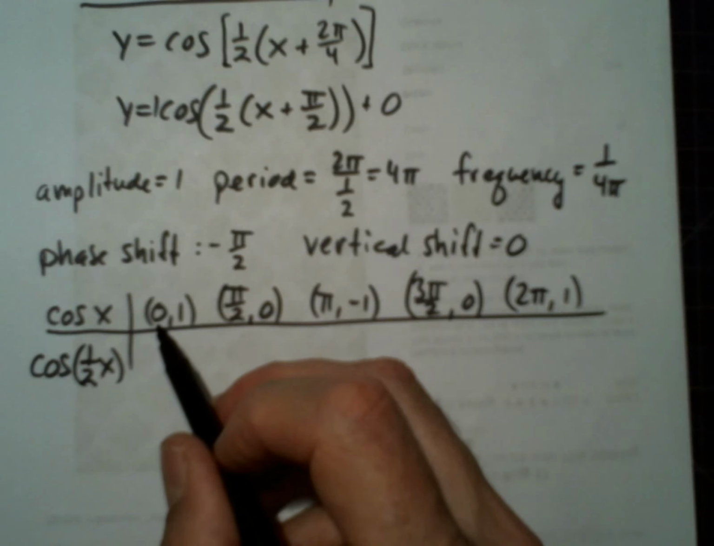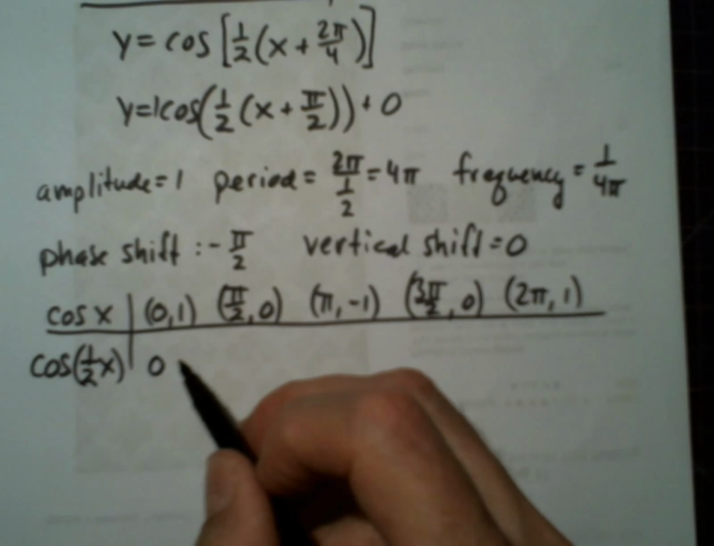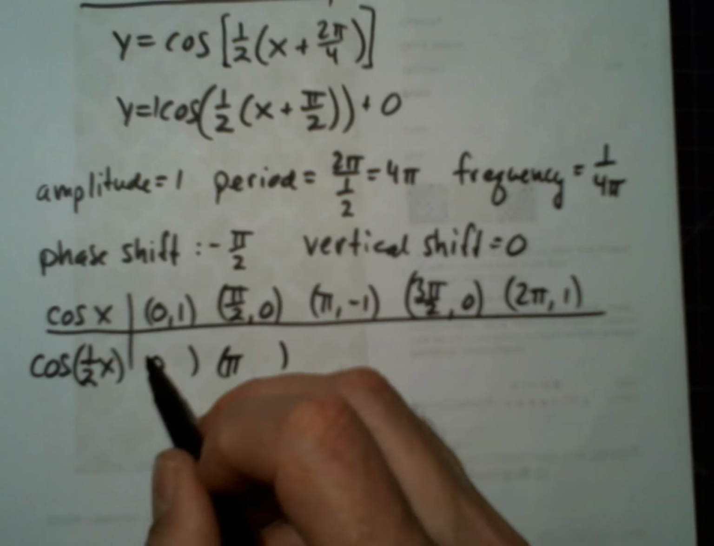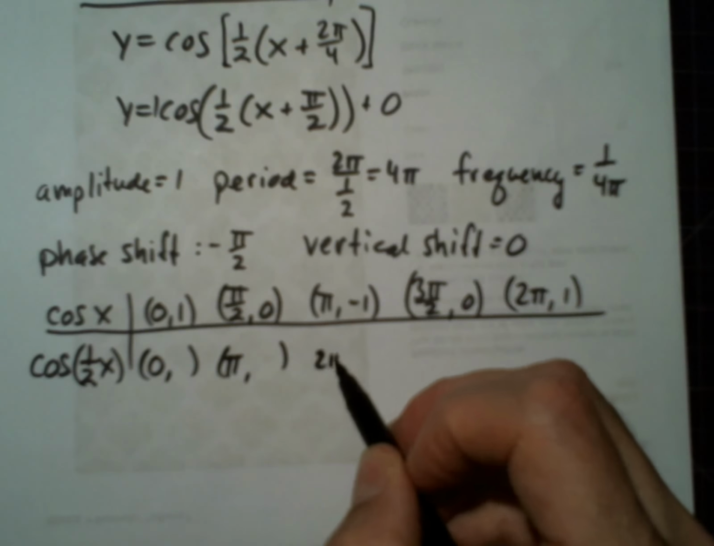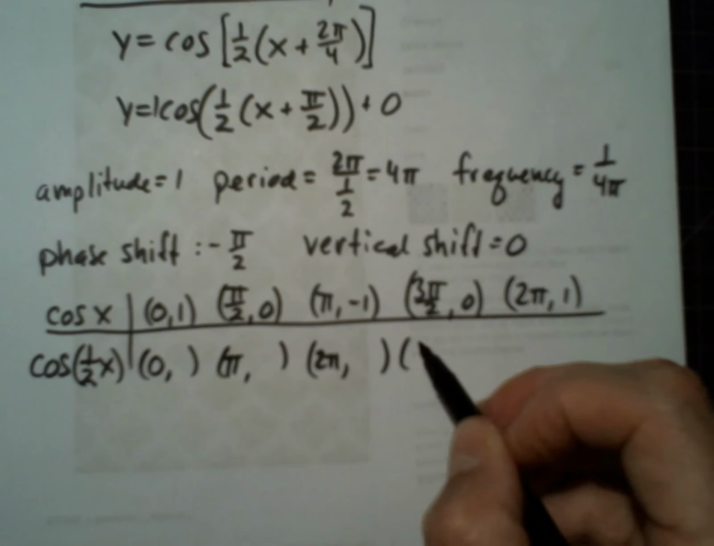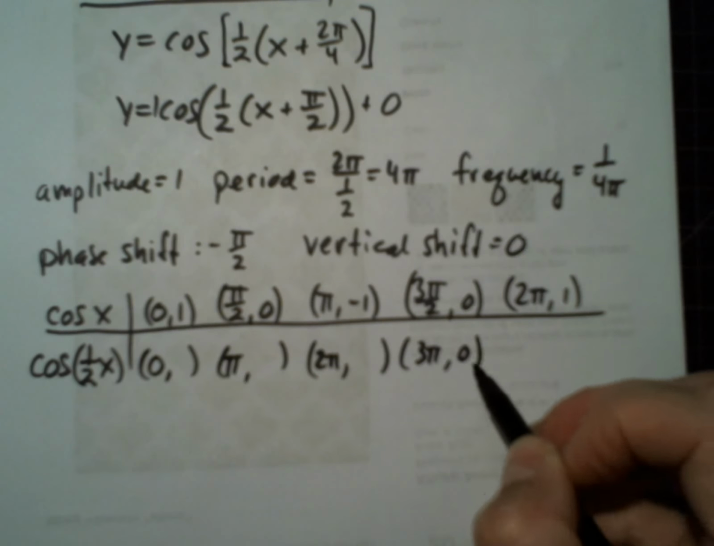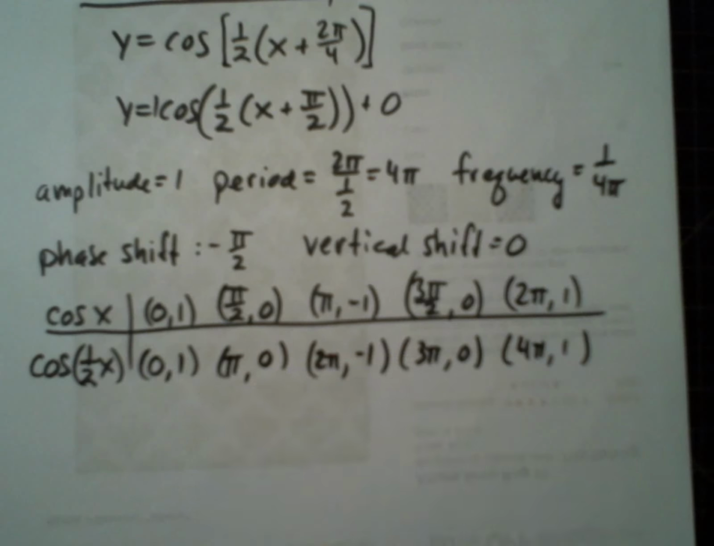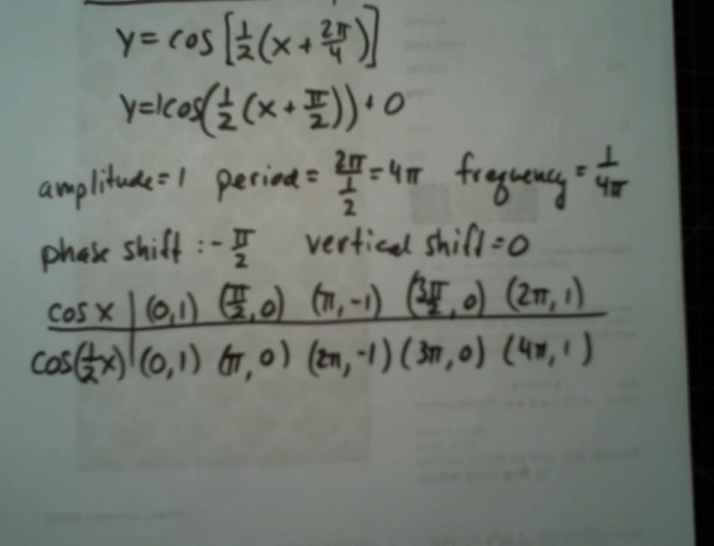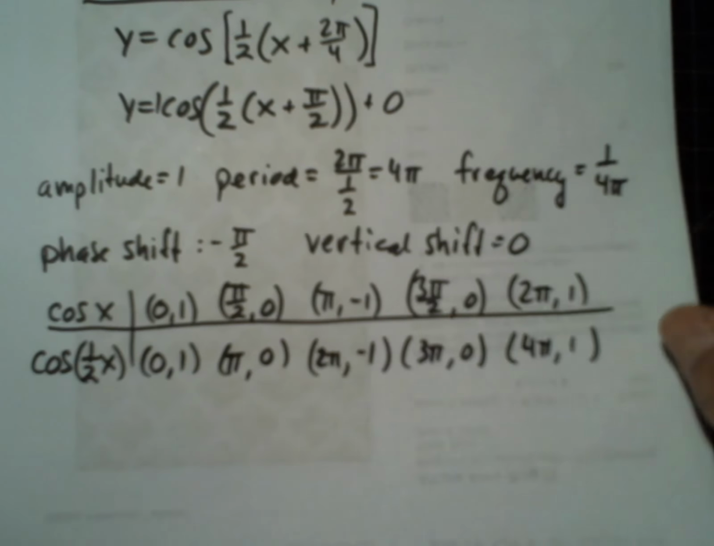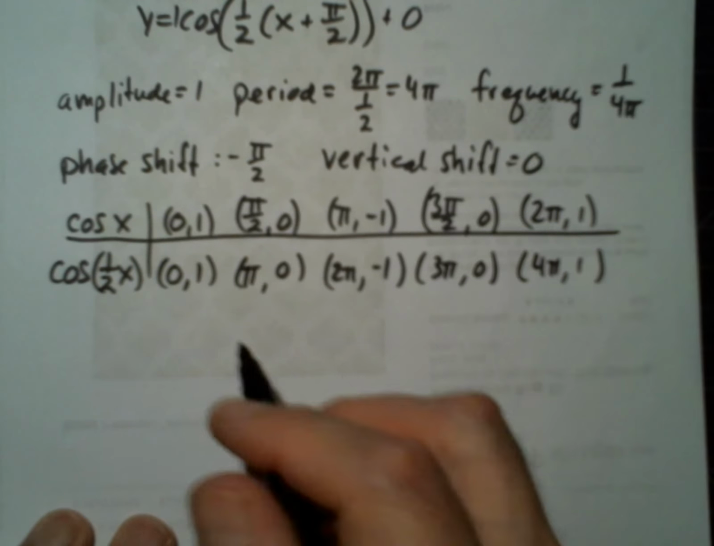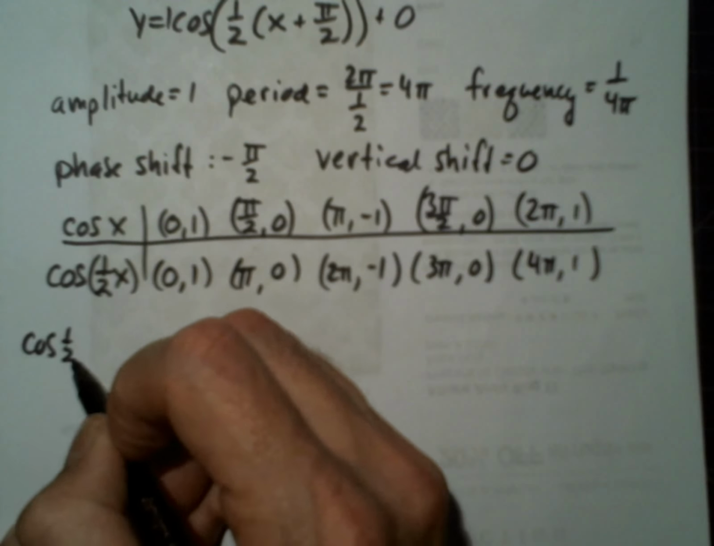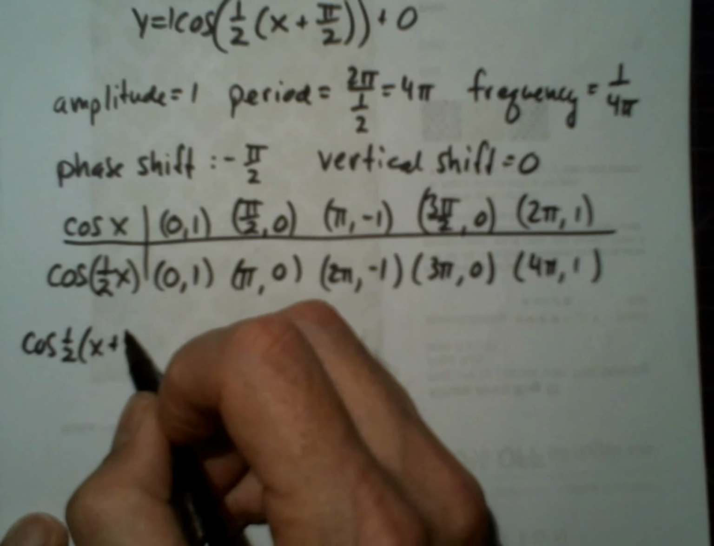Multiply the x value by 2, multiplied times 2, multiplied times 2, times 2. Okay, and then we have cosine, and it'll be x plus pi over 2.